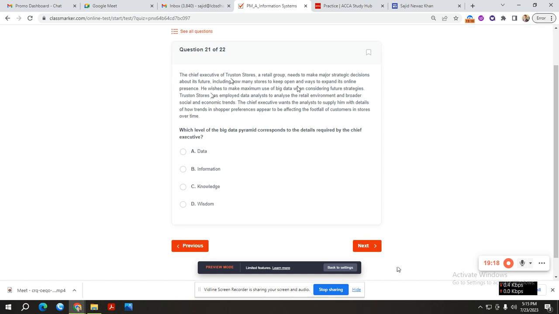The chief executive of Trust and Stores, a retail group, needs to make major strategic decisions about its future, including how many stores to keep open and ways to expand its online presence. Okay, he wants to make decisions regarding these things. Maximum use of big data for future strategies. Has employed a data analyst to analyze the retail environment and broader social and economic trends. They have appointed an analyst. So this is no longer just data if the analyst works on it; it has converted, he's working with information. Wants the analyst to supply him with details of how trends in shopper preference appear to be affecting the footfall of customers in stores over time.